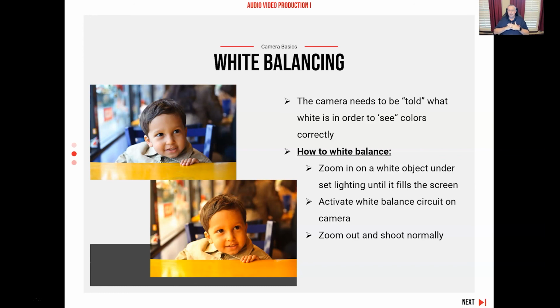You're going to white balance a lot. Every time you move your camera to shoot something different, the lighting is going to be different. You're going to want to white balance. So that's critical to get your video to look the way your eyes actually see it.